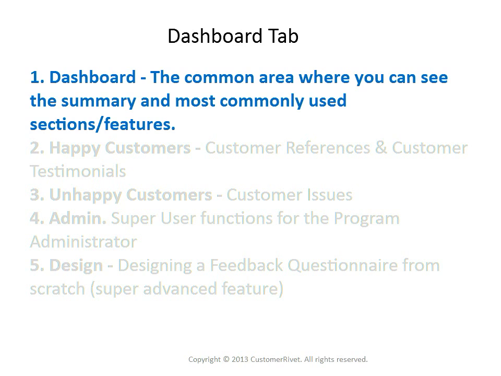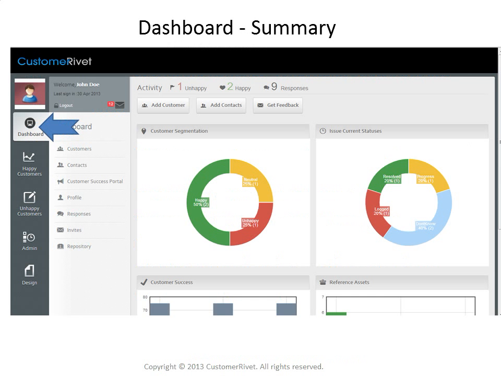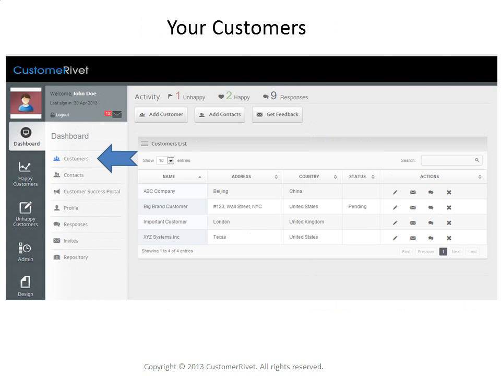Dashboard is the common area, where you can see the summary and most commonly used sections and features. There are these following subtabs within Dashboard. This is where you track your customers. Customers are added at a user level, and there is a concept of account owner to help manage sales territories.